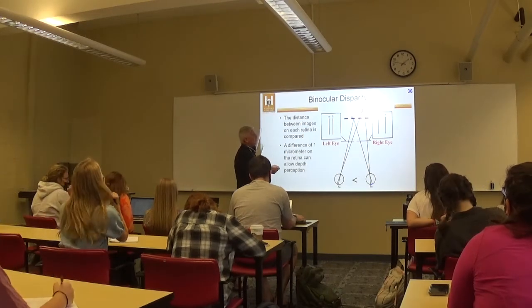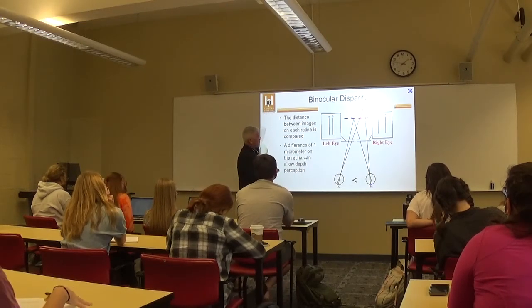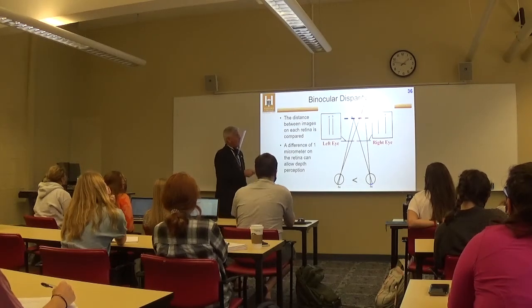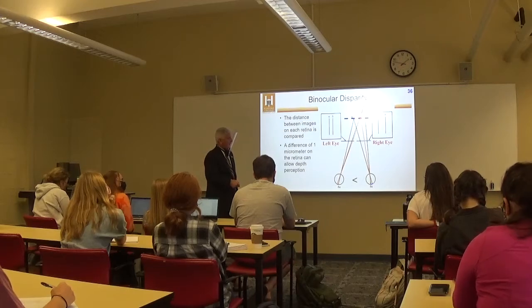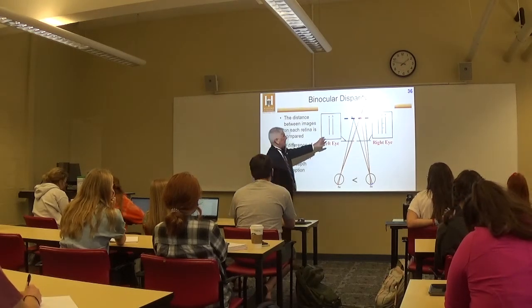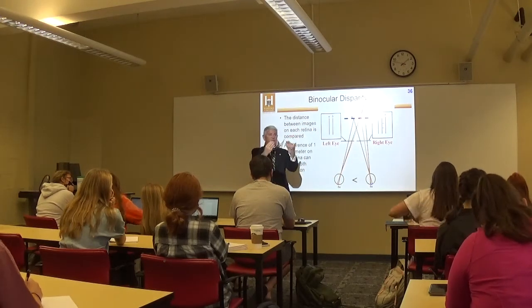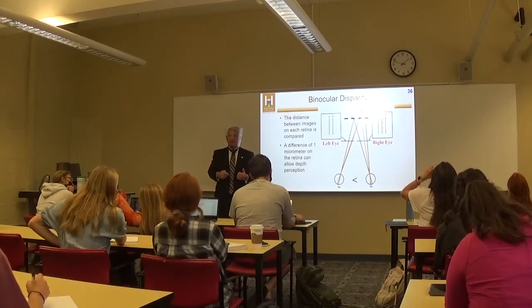So here, if we move point D, the distance between A and B is different in the left eye and right eye because it's further away. If we move point B up here, now it becomes equidistant. And now these are the same distance apart. And our brain says, hey, those two things are next to each other, not at different depths.